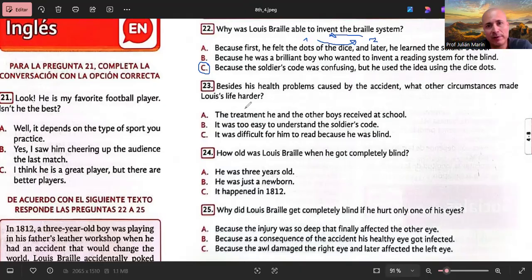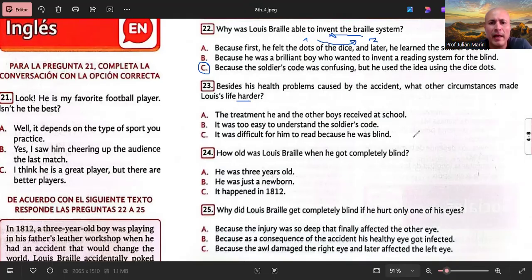Let's analyze question 23. Besides his health problems caused by the accident, what other circumstances made Louis' life harder? So we're talking about why his life was more difficult. What circumstances? A, the treatment he and the other boys received at school. This is a good option, and they actually mention it explicitly in a couple of lines that they were not receiving a good treatment and that the school was not a nice place. Anyway, let's evaluate B and C.